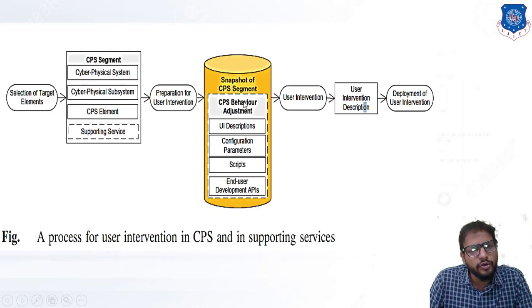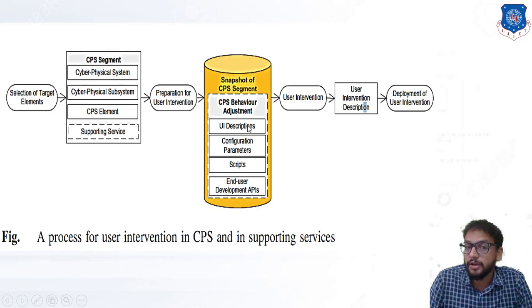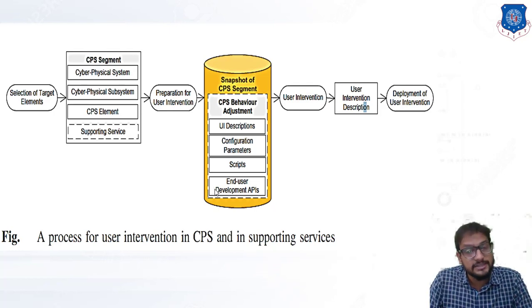So it is going to include the CPS behavior adjustments. That could also include the user interface description, configuration parameters, scripts, and end user development. All these are basically the components or scripts in which a cyber physical element could face a problem. That is, a description or programming is not proper, or end user development of an API is not proper. So that snapshot has to be taken and further user intervention can be done.